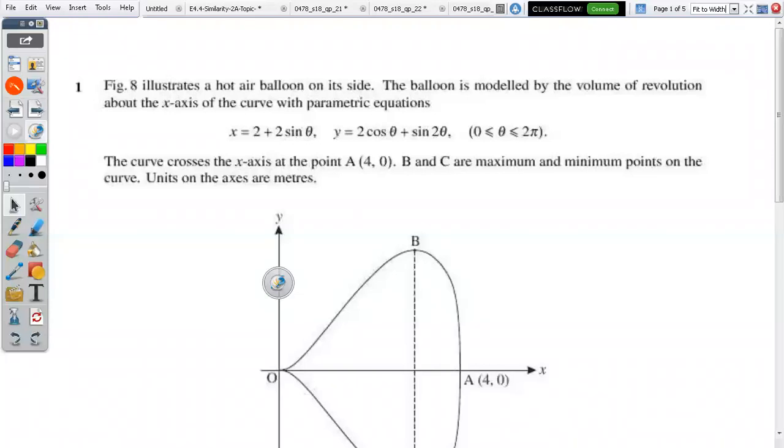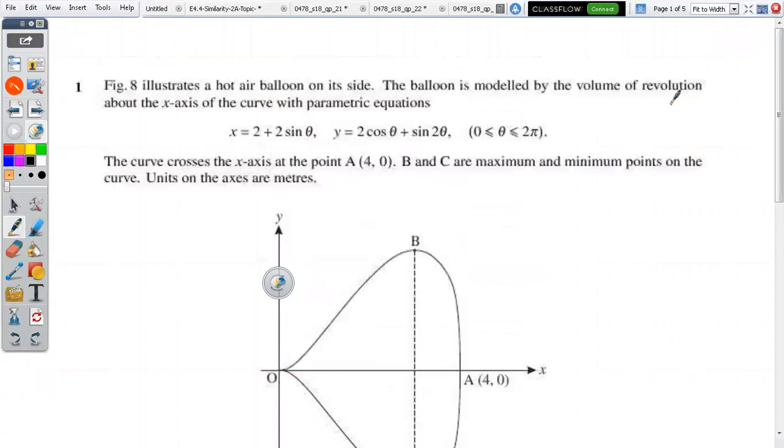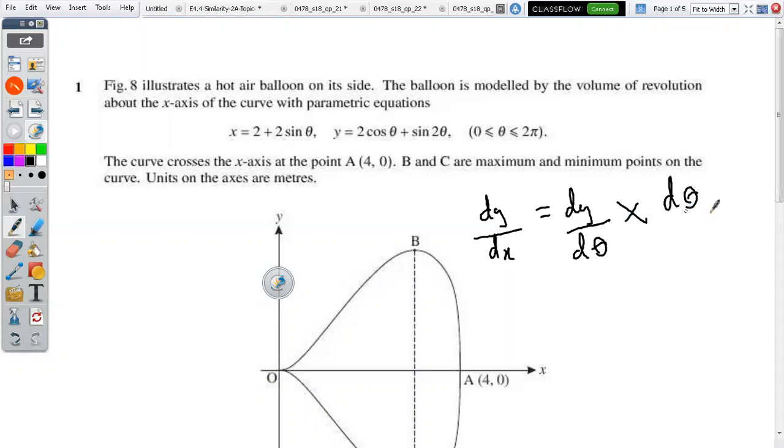Then the first thing I think that they're going to ask you is to find dy over dx. By parametric equations, dy over dx, that's what we want to find, will be equal to dy over d theta, multiplied by d theta over dx, the inverse of dx over d theta. Can you see? So this cancels and you have dy over dx. Makes sense? That's all you do with parametric.